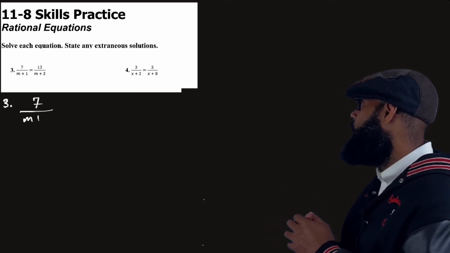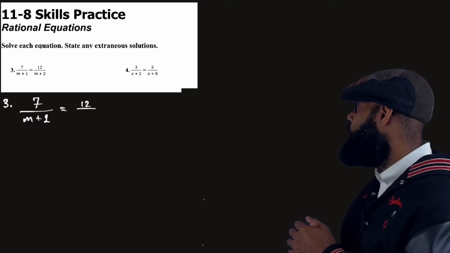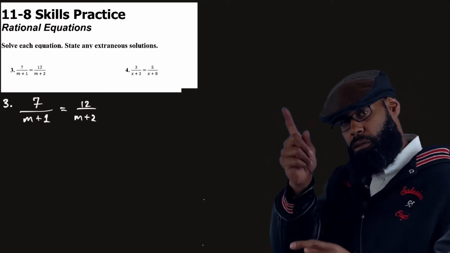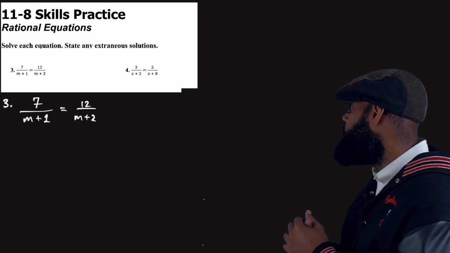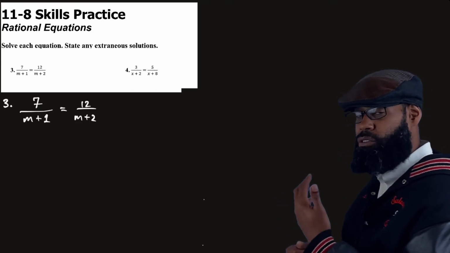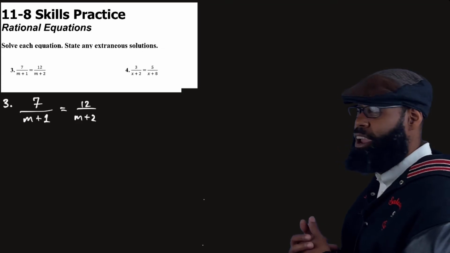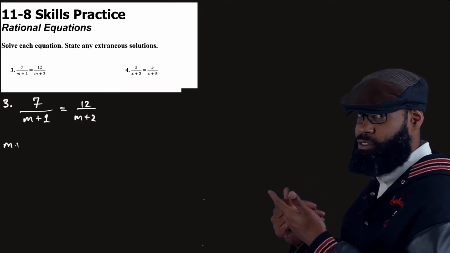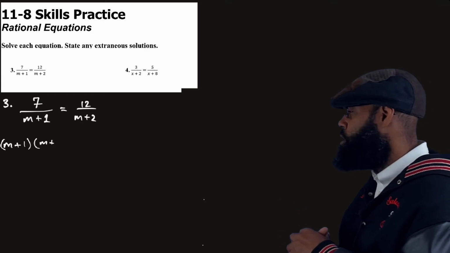7 divided by the quantity m plus 1 is equal to 12 divided by the quantity m plus 2. So again, I could cross multiply, right? And just say 12 times m plus 1 is equal to 7 times m plus 2, but that always isn't going to be the case when you're solving your rational equations, but it can work here if you think about it as a proportion, all right? There's one fraction, there's another fraction, they're set equal, that's a proportion. Cross multiply and you could solve it.